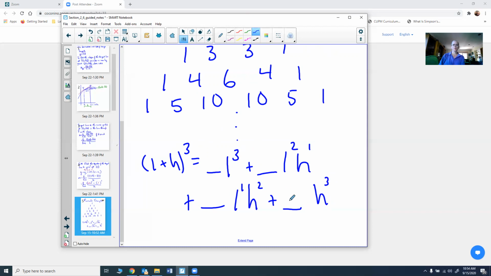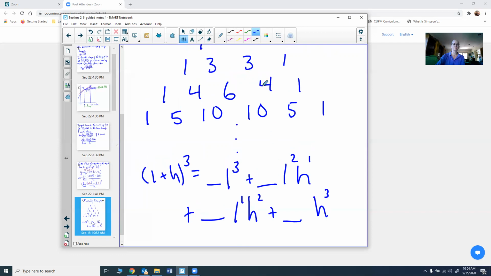Now what we have to do is fill in what those somethings are. And this is where Pascal's triangle comes into play. Since you're cubing, you come down to the row that has a 3 in the second spot. This tells me that my first spot has a coefficient of 1. The second one has a coefficient of 3. The third one has a coefficient of 3. The fourth one has a coefficient of 1.